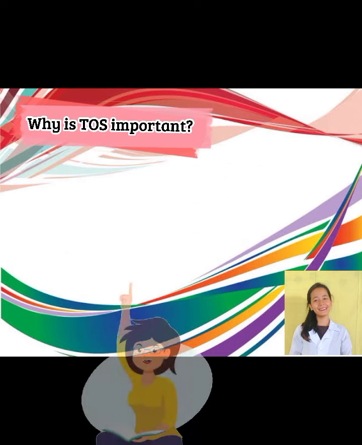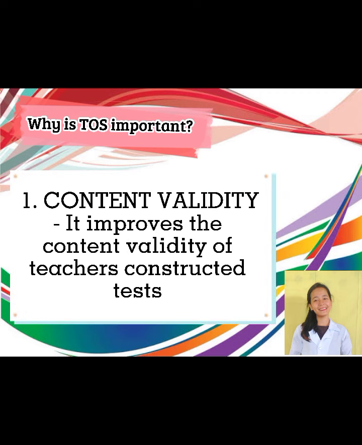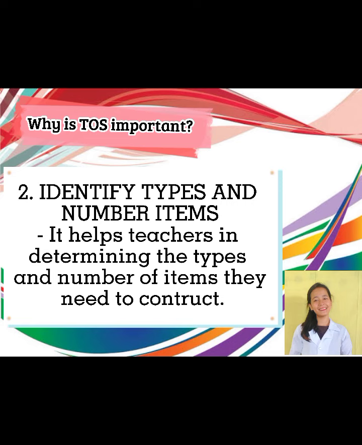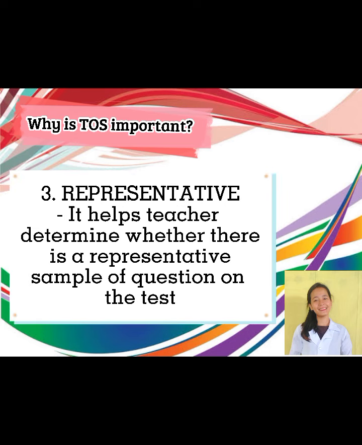Why is TOS important? Well, the table of specification is very important because it improves the content validity of the teacher's constructed test, which means it helps the teacher identify whether the test covers what it should cover. Second, it helps the teacher determine the types and number of items they need to construct. Third, it helps the teacher determine whether there is a representative sample of questions on the test.